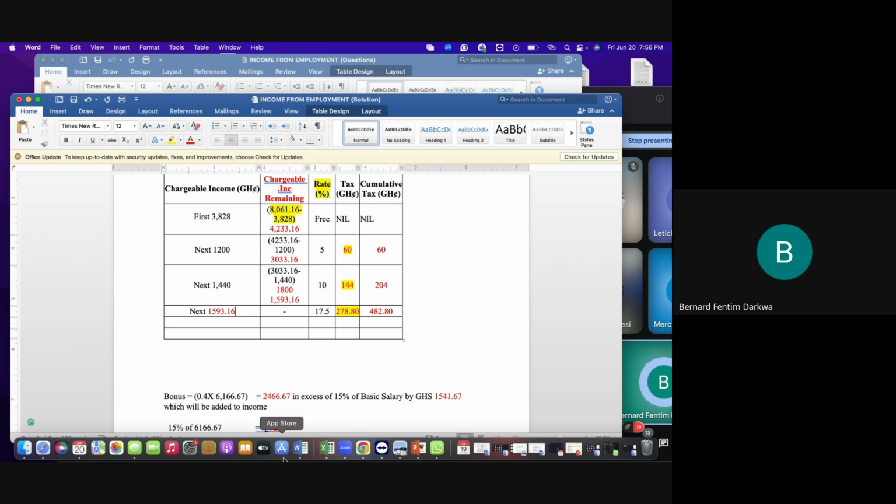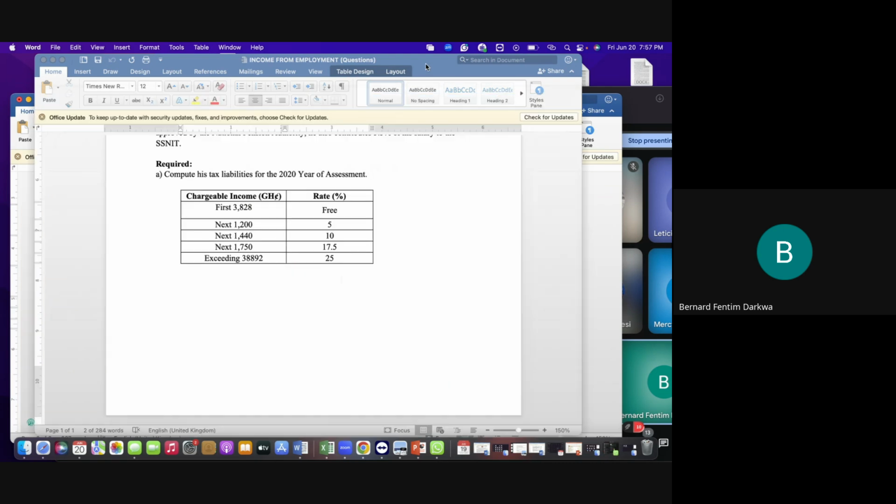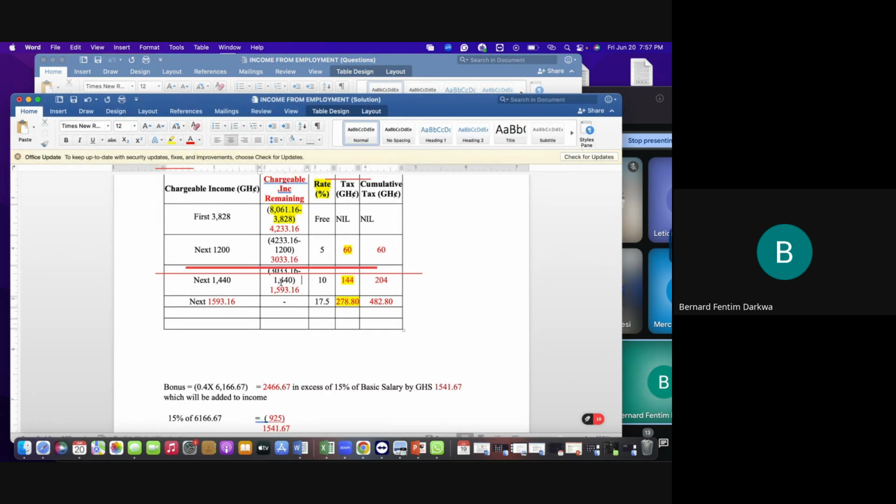But because the figure here, after taking the last but one, is 1,500, and the next one is 1,700, we cannot deduct. If we deduct, it's not possible. So you take all the amount left here and you put it here as the next amount. We're going to charge 10% on it to get a tax.